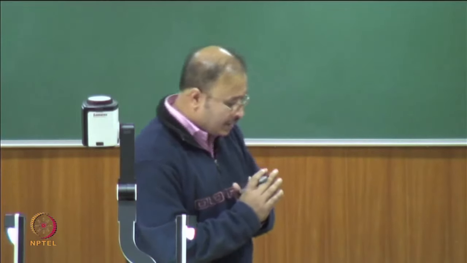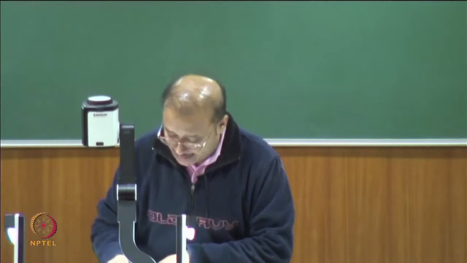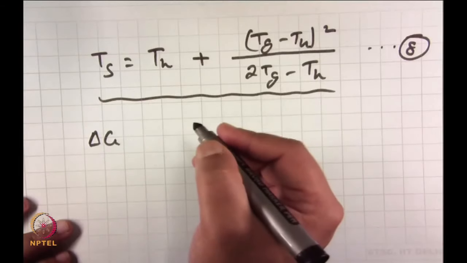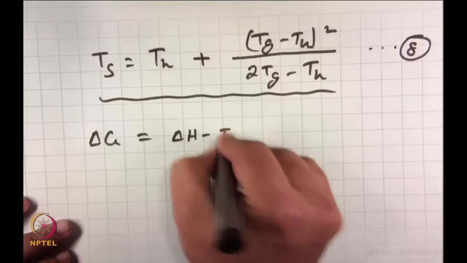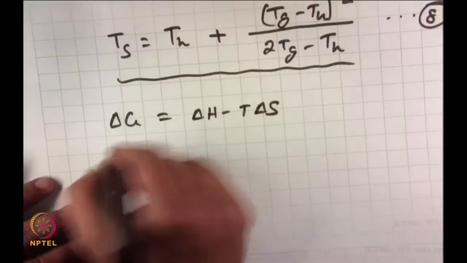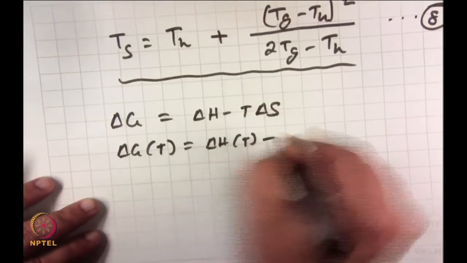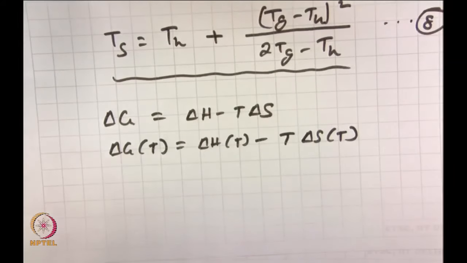Now, you have one more thing coming in. What we know is that delta G, if we talk about the free energy at any given temperature, is equal to delta H minus T delta S at any given temperature. So, I can rewrite it as delta G at any given temperature is equal to delta H of T minus T delta S at a certain temperature. This is your Gibbs-Helmholtz equation. Now, from here where do we go?